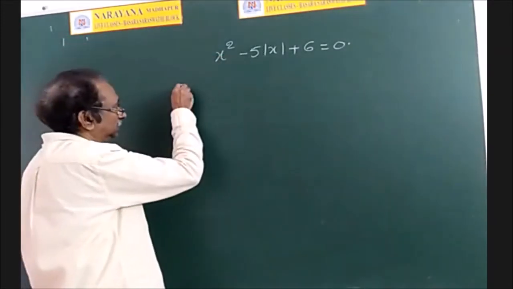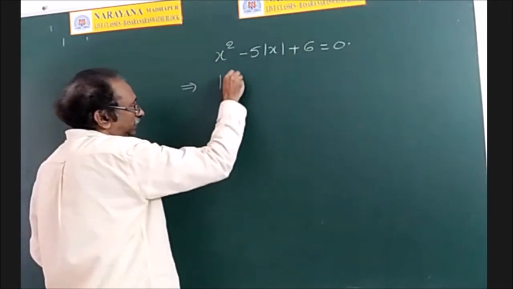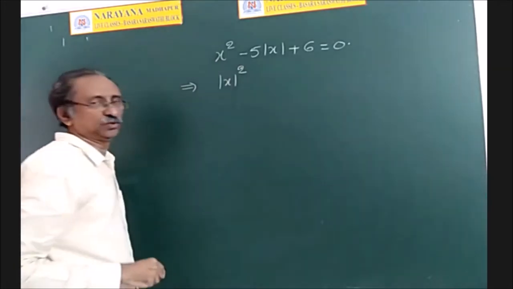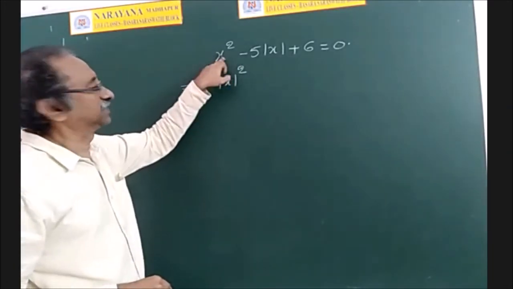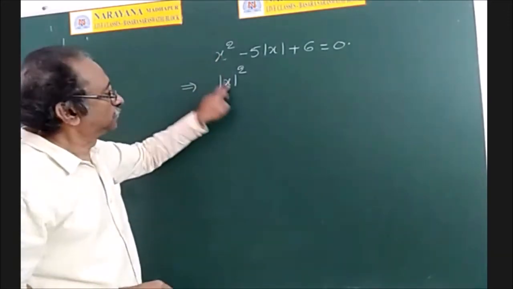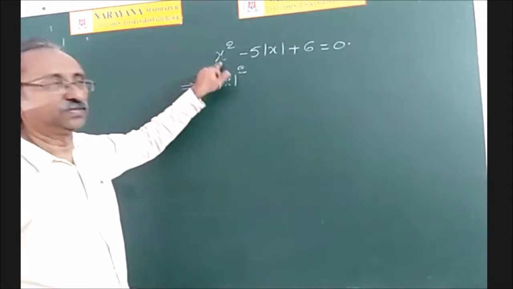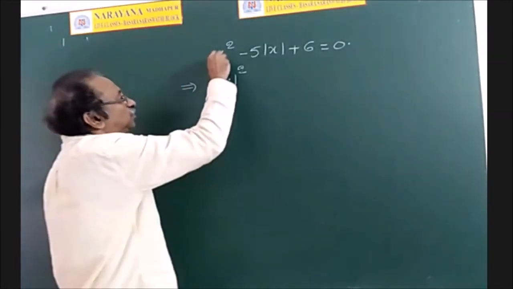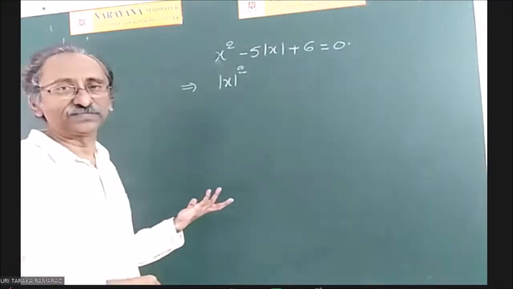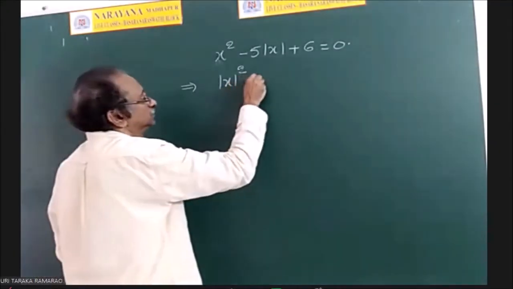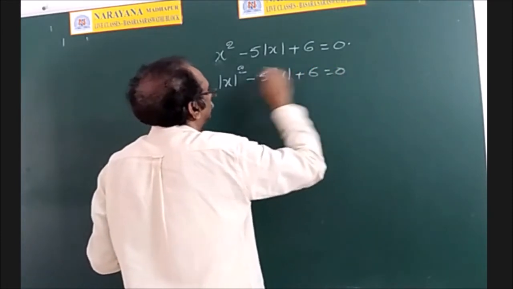We have to do like this. Or see, x square, power is even number. Therefore, x square is nothing but mod x whole square. Even though x is positive, we write x square only. If x is negative, mod x means minus x. Minus x whole square is already x square. Therefore, whenever x square, x power 4 are there, I can write them as mod x whole square, mod x whole power 4 also. So this is mod x whole square minus 5 into mod x plus 6 is equal to 0.